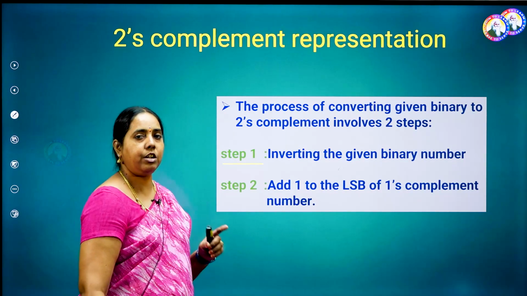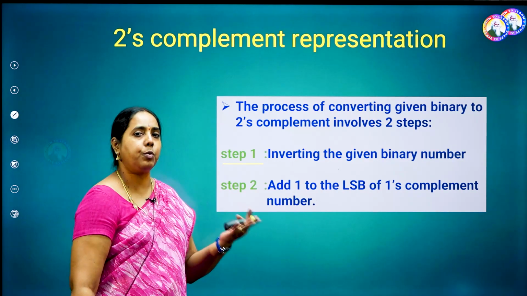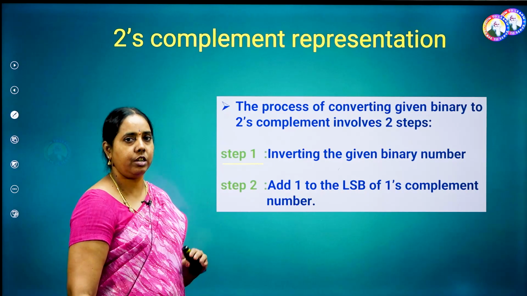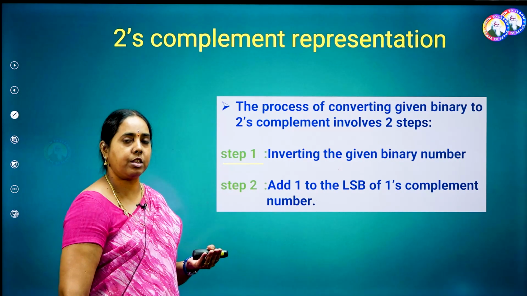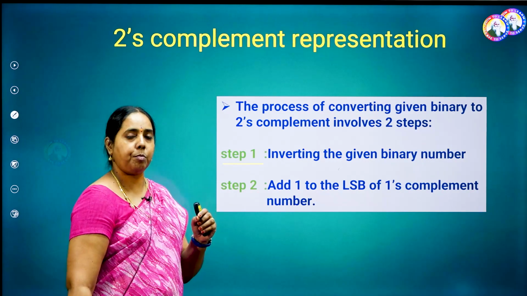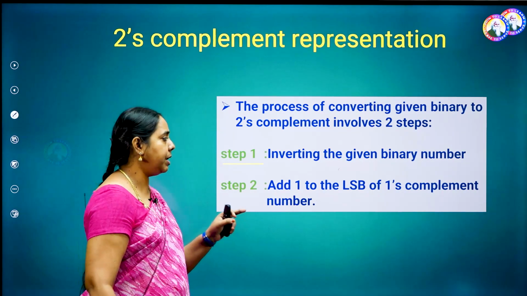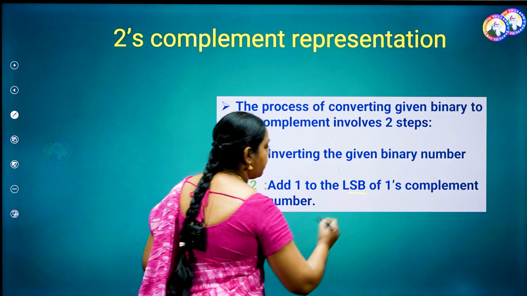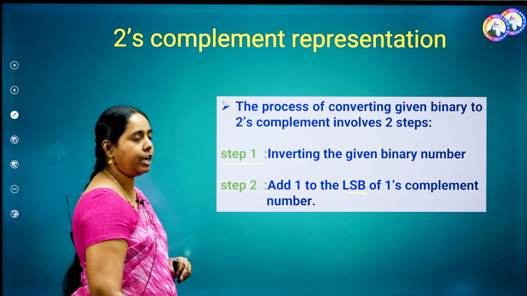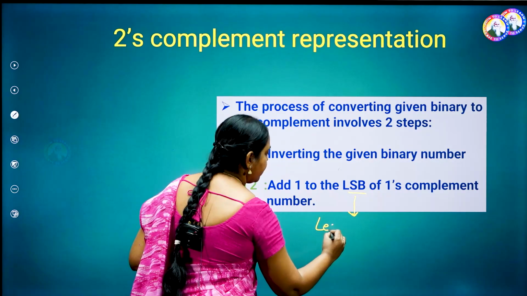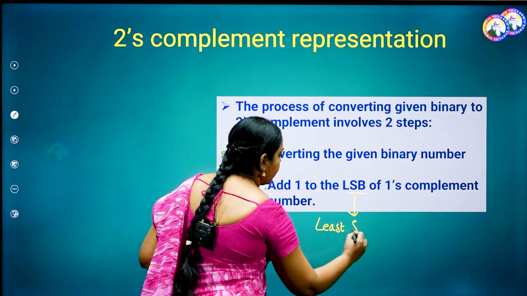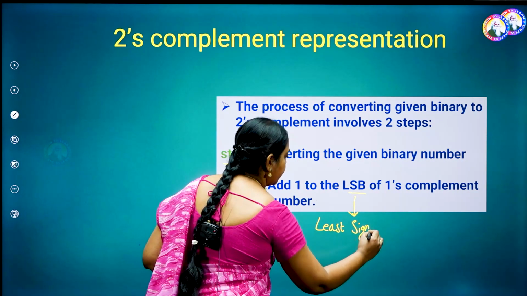So first we need to convert the given binary number to ones complement representation, and after converting to ones complement, we add 1 to the LSB of that number. What is meant by LSB? LSB represents least significant bit.